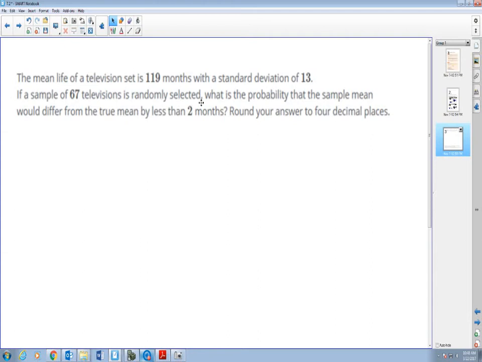Alright, the mean life of a television set is 119 months with a standard deviation of 13. So if a sample of 67 televisions is randomly selected, what's the probability that the sample mean will differ from the true mean by less than 2 months? Oh, that's weird.